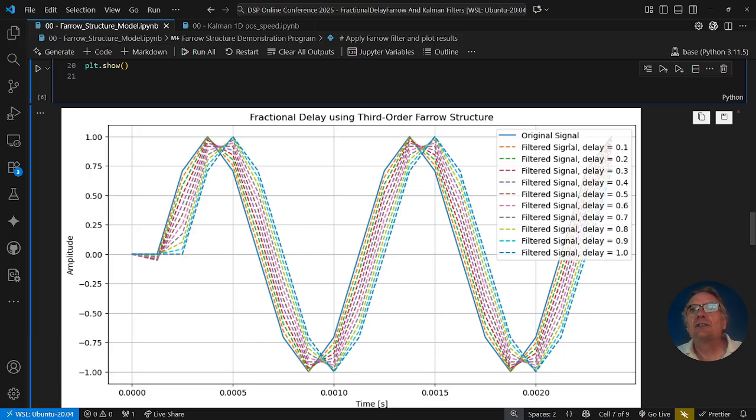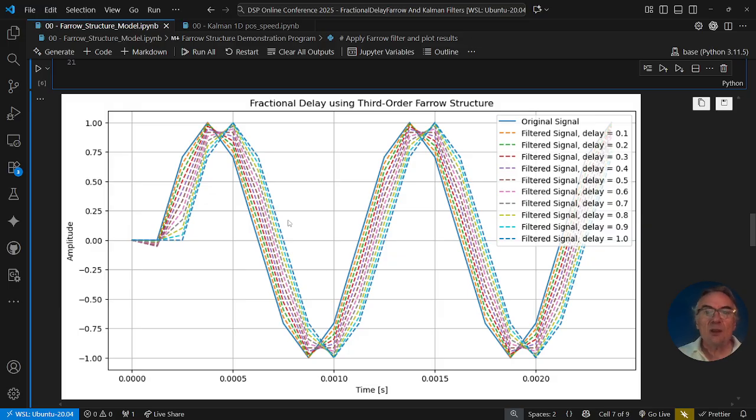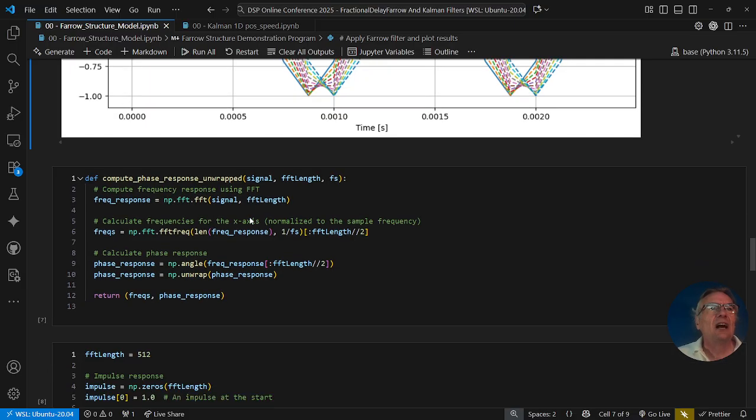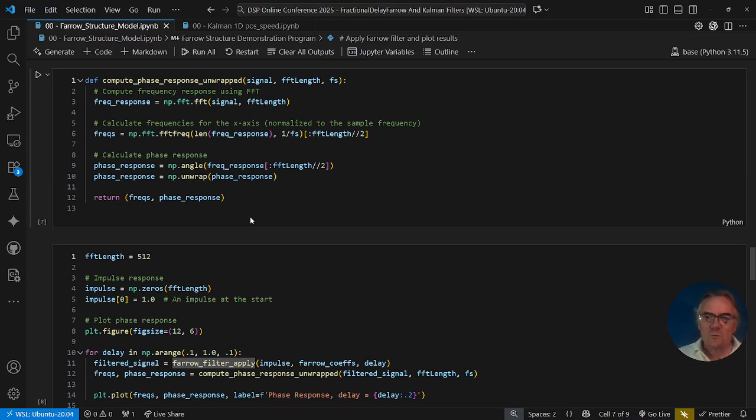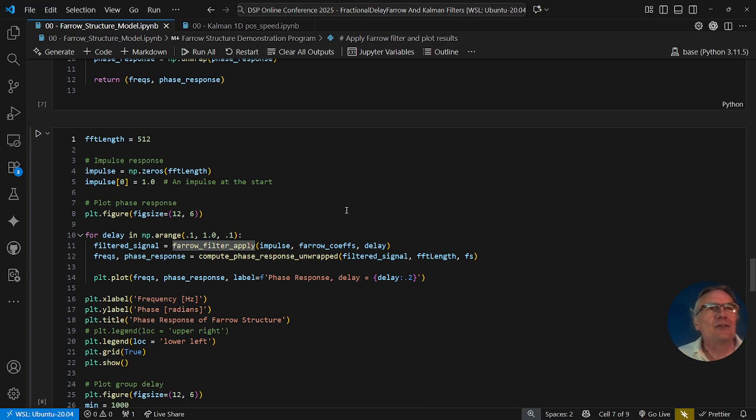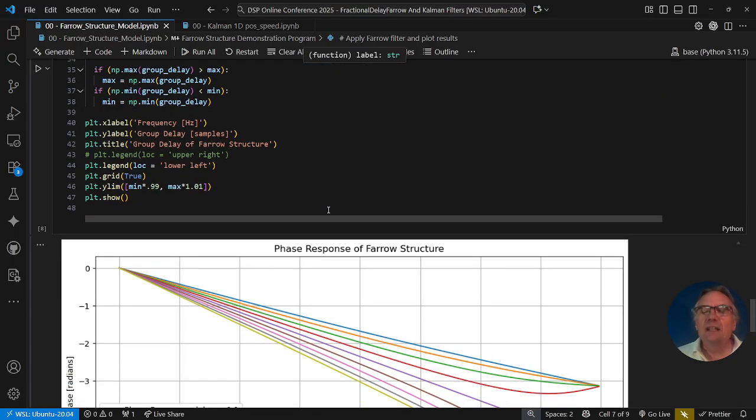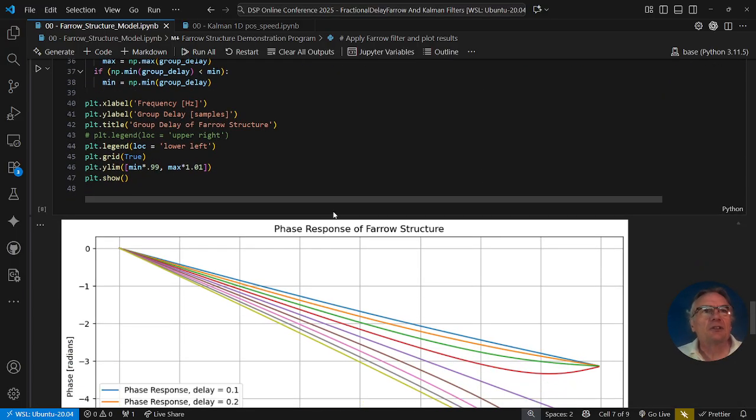So I've taken the original signal, I've run it through the Farrow structure 10 times, and you can see the delays all nicely spaced out there. Now, that all looks great, doesn't it, with a simple 1 kilohertz input signal. But when it comes to testing, there is a lot more to testing a fractional Farrow filter. As with any filter, there's more than just running a sine wave through it. We need to look at the phase response and the group delay.